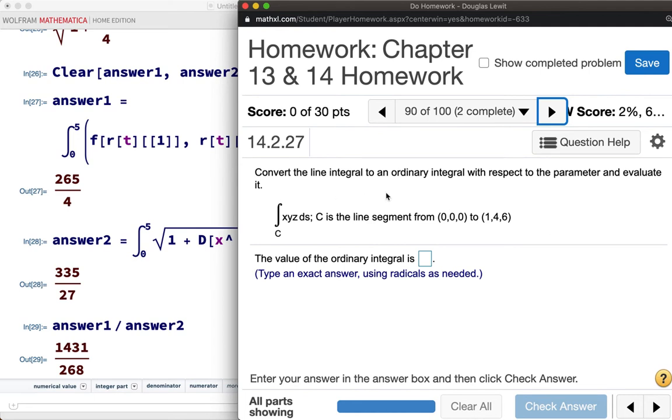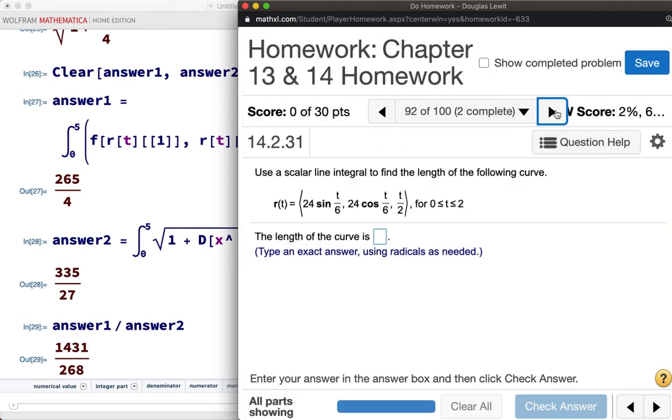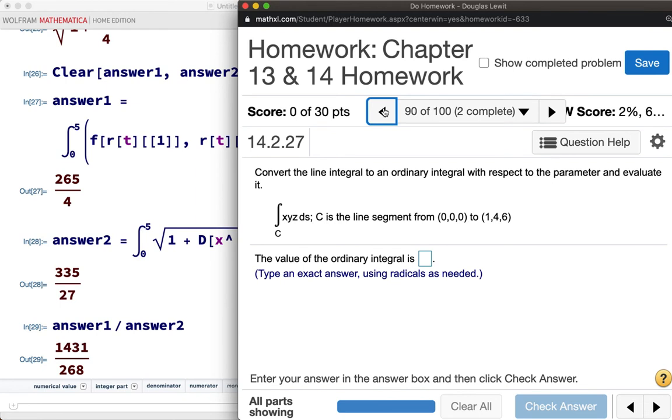So number 90 reads, convert the line integral to an ordinary integral with respect to the parameter and evaluate it. I believe 90, 91, and 92 are all pretty similar, and then 95 is a little bit different. So the function is x times y times z, and the line segment is from 0, 0, 0 to 1, 4, 6. That looks pretty easy.